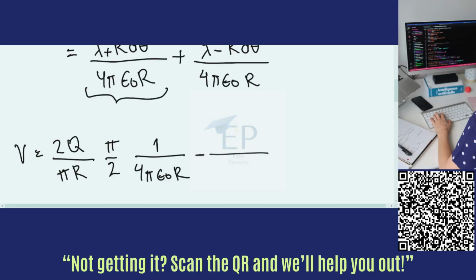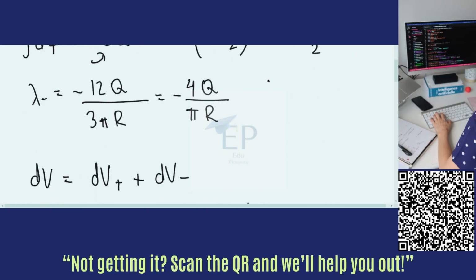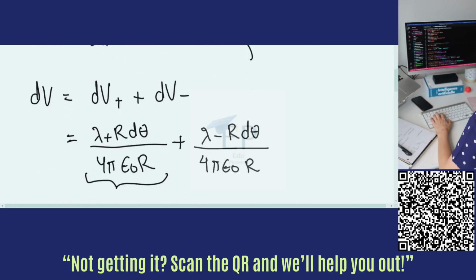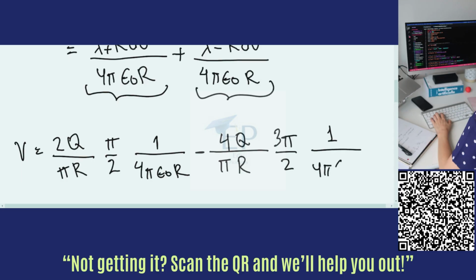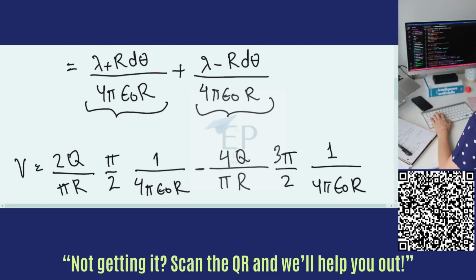We obtain that from negative lambda, which is this value in here. So we're going to put that in there: 4q over pi r. And the angle that this segment described is 3 pi over 2. And the term, this term in here. So this is it. This is all we have.